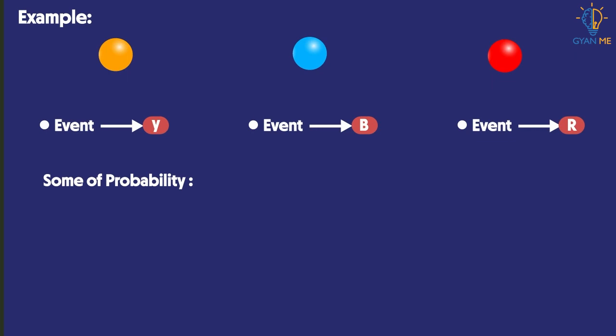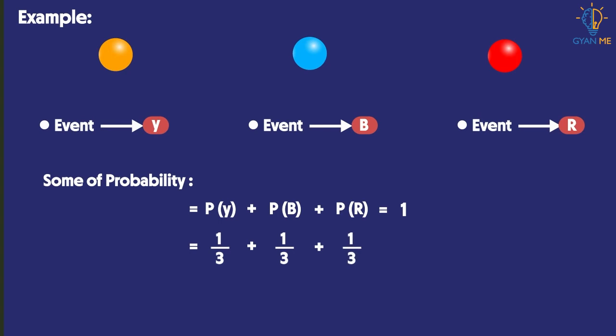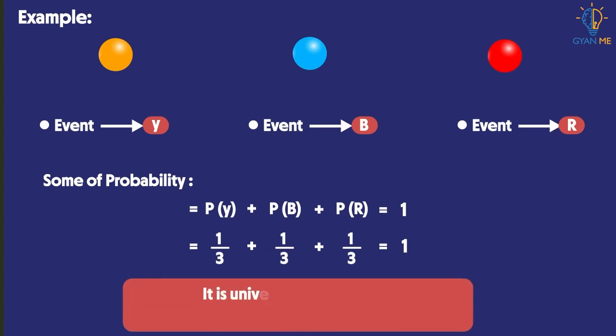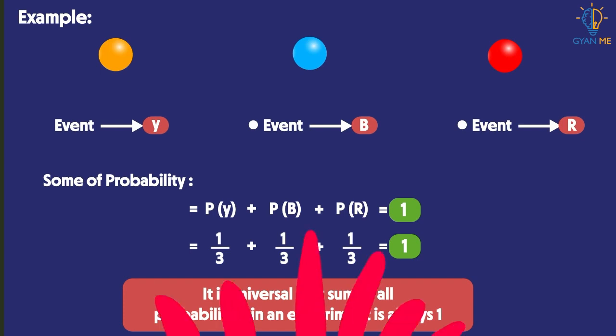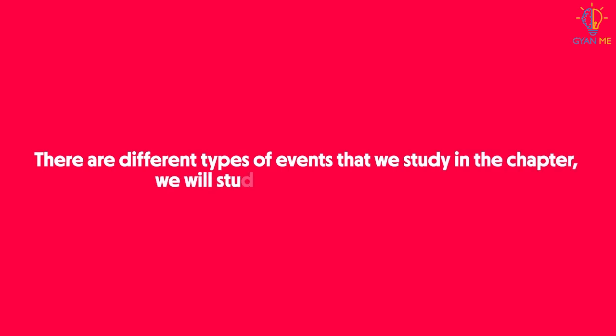Now students, we know that for any experiment, the sum of probabilities of all the elementary events in that experiment is always 1. And this is true for all kinds of probability. Students, we can observe that here, like in our example, if you add all three probabilities, you will get their sum as 1. And thus we can say that it is universal that for all kinds of experiments, the sum of probabilities of elementary events is always 1. But now students, what are the different types of events that we study in statistics? We will see in our next video.